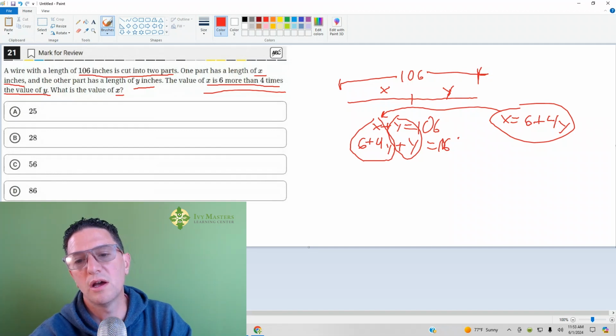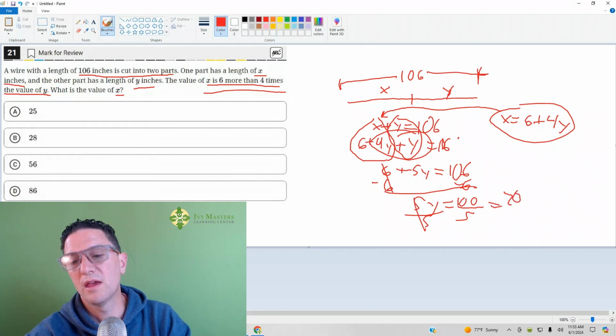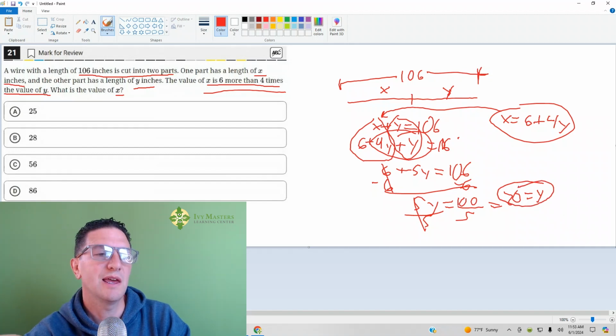Okay. And now when you add these two Y's, you get 6 plus 5Y equals 106. Minus 6 from both sides. You get 5Y equals 100. Divide both sides by 5. And you get 20.